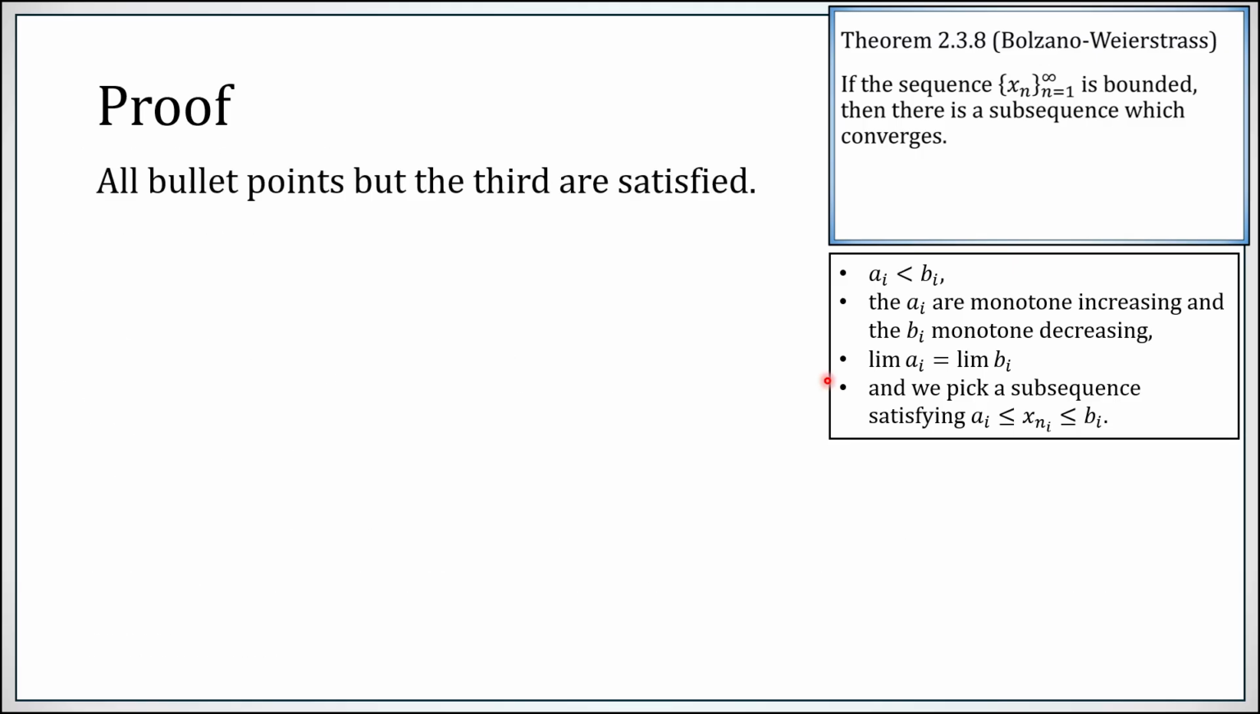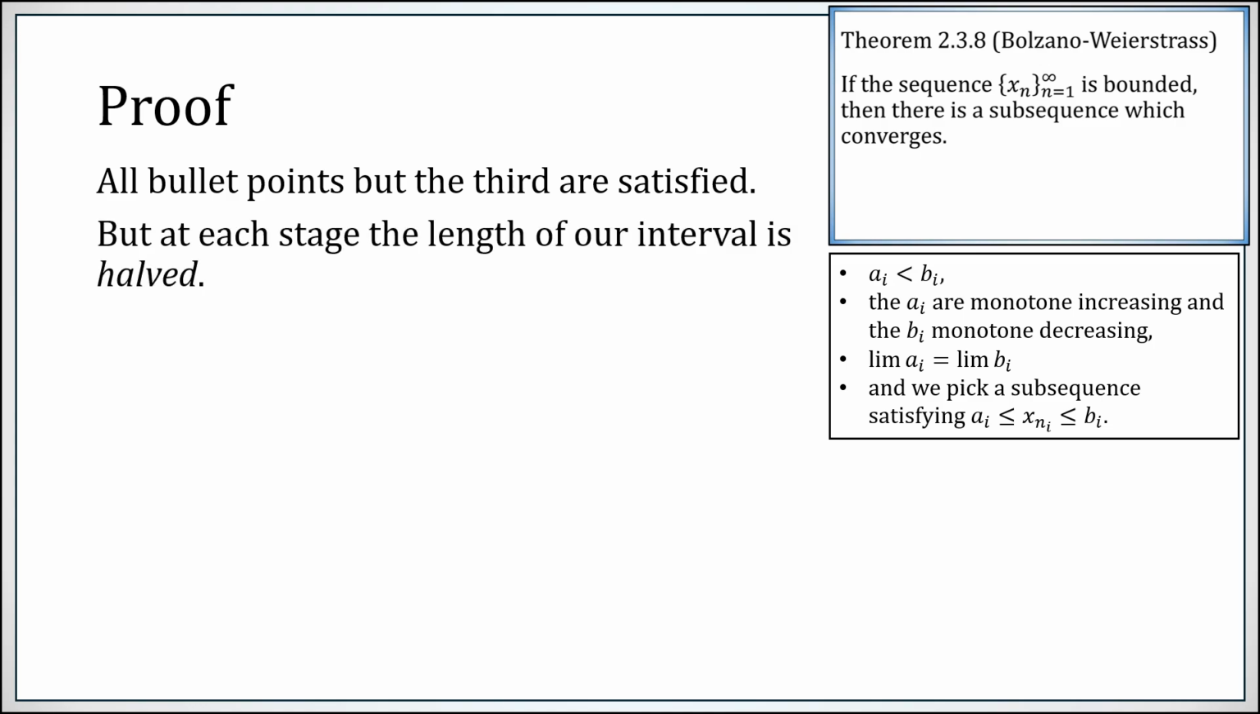So we have satisfied all of our bullet points. The left endpoint of our interval is always less than the right. The left endpoints can only go up. They might stay the same, but they don't go down. The right endpoints might stay the same or they go down, but they definitely don't increase. This is the one we still need to satisfy. Also, we have been picking our subsequence to be in the intervals that we're constructing. This third bullet point is the only one that we need to look at.